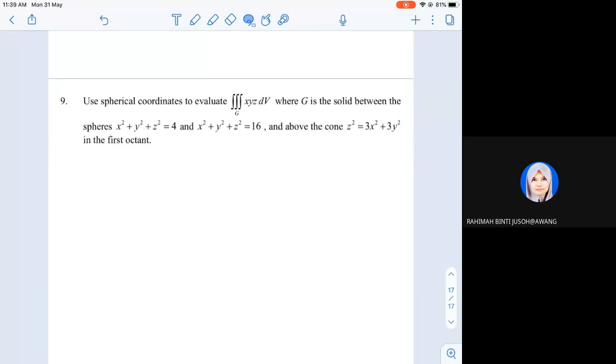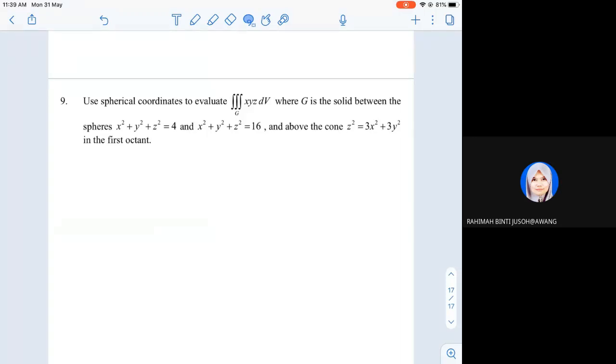Okay. So for question number 9, we have a solid between spheres. Ada dua spheres sekarang ni. Okay, and above the cone. Okay, above the cone. Macam mana tu agak-agak you nak lukis tu?